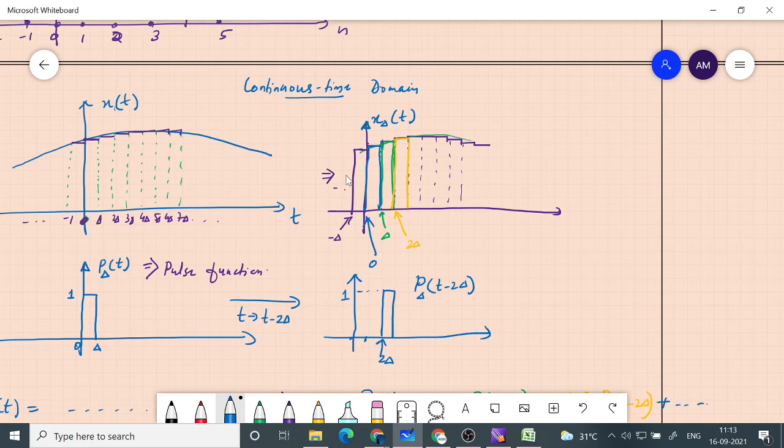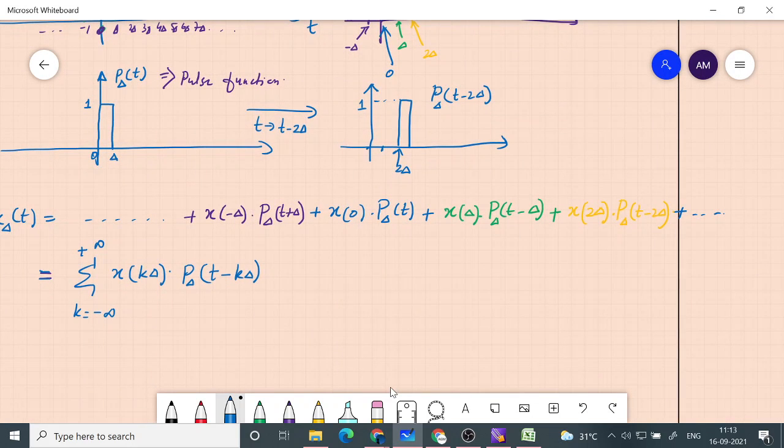That means if the width of this slice is reduced to 0, we will get the actual function we started with, not an approximation. The approximation becomes accurate. Do you agree to that? Yes, sir. So that is what we will do next.